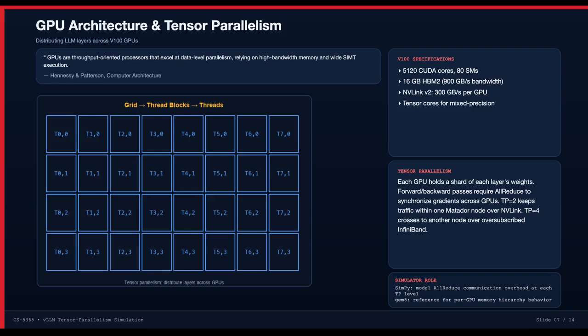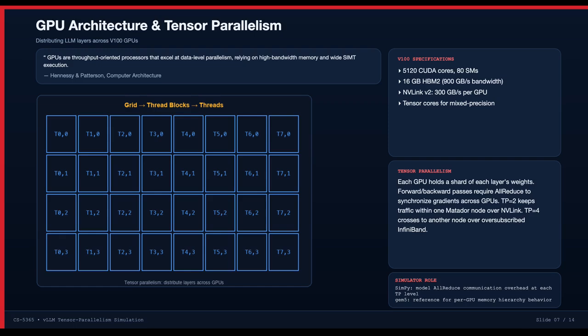So there's another bottleneck which comes into play. So far I've shown the page size affects the TLB behavior, but throughput also depends on how we distribute work across GPUs, and that's where tensor parallelism comes in. SIMT stands for single instruction multiple threads. It is the execution model used by NVIDIA GPUs where many threads execute the same instruction on different data simultaneously.